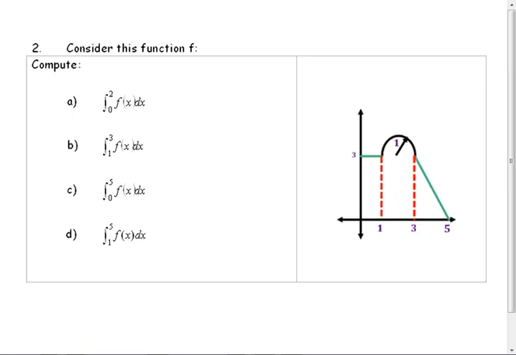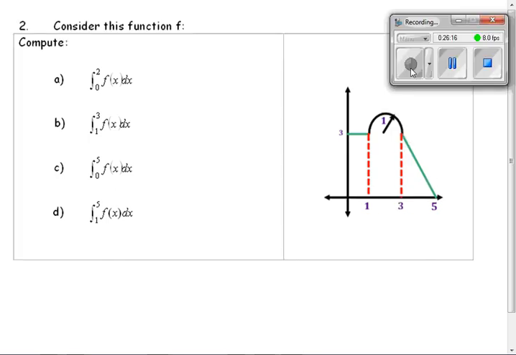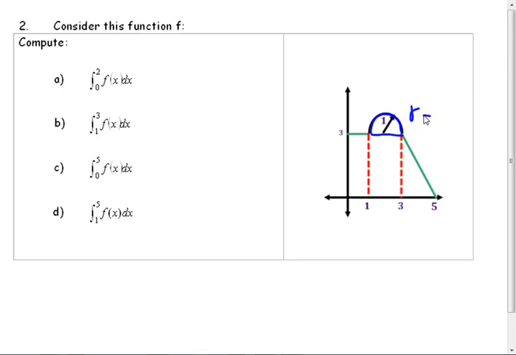Okay, Jack. How do you do it? It's 8 times the integral of f from 1 to 5. There you go. I don't care how you break this up. I want to go from 0 to 2. Now, what is this up here? It's a semicircle. What's the radius? R equals 1.